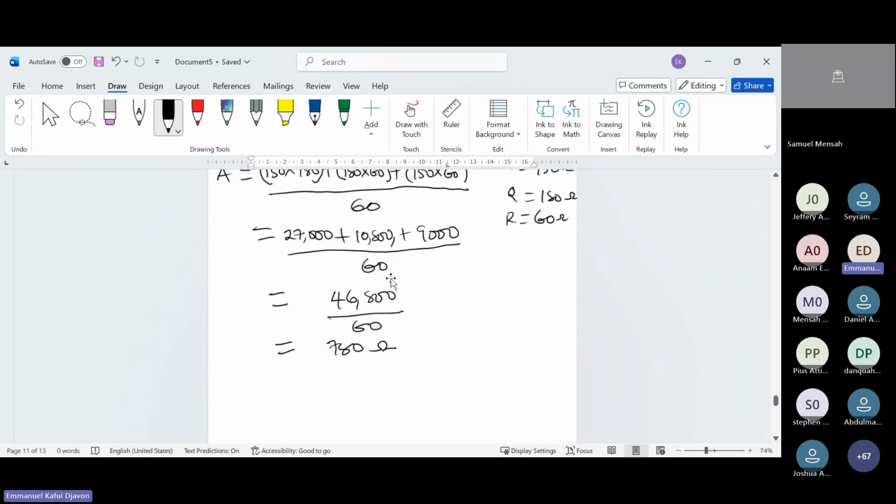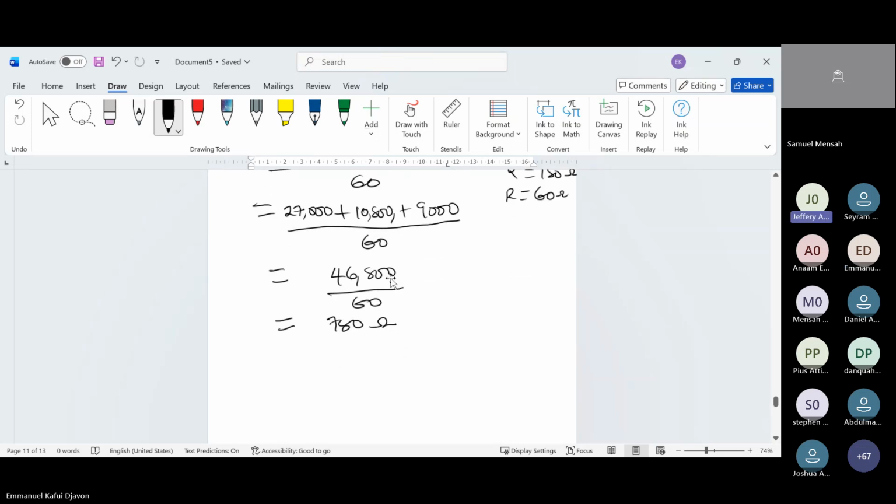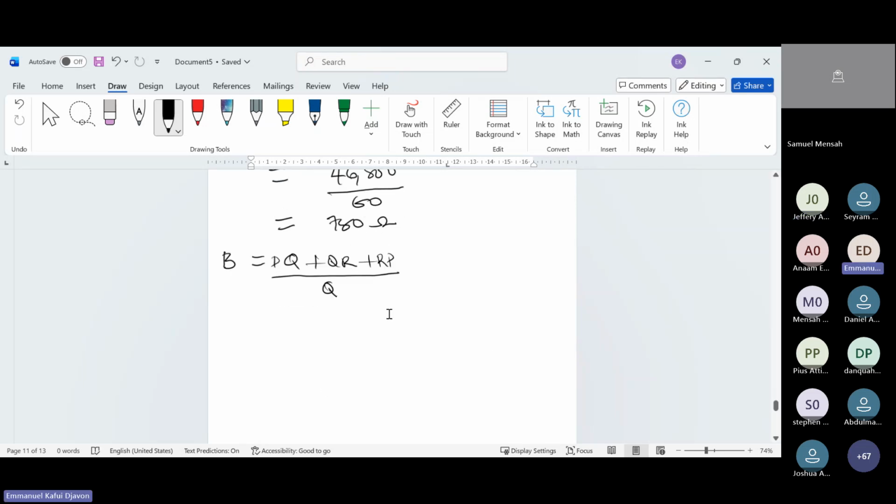Now, let's go to the B. You see, at this point, you don't need to struggle. You know the numerator is always the same, am I right? So we can go directly. That's why I like mathematics. Let's quote the formula first. What will be the B? That will be PQ plus QR plus RP all over Q. So I like doing things properly.